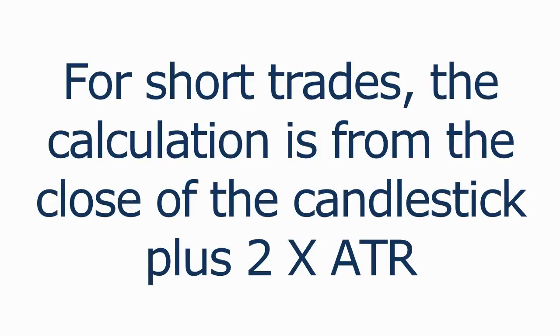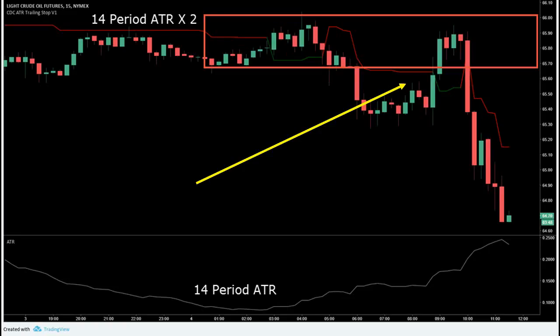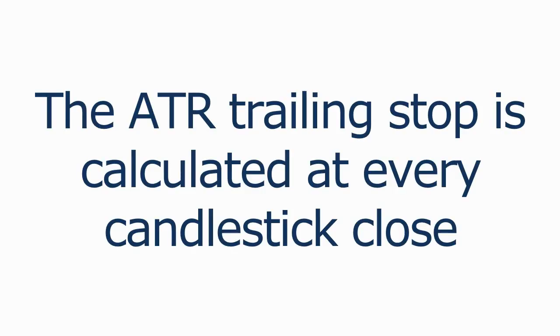For short trades, the calculation is from the close of the candlestick plus 2 times ATR. So in this example, we have a basic trading strategy of a breakout pullback in the context of a downtrend. And you can see if you sold in the range or at the breakout, price fell strongly to the downside. Now the ATR trailing stop is calculated at every candlestick close, which allows you to take advantage of this move until adverse price action takes you out.